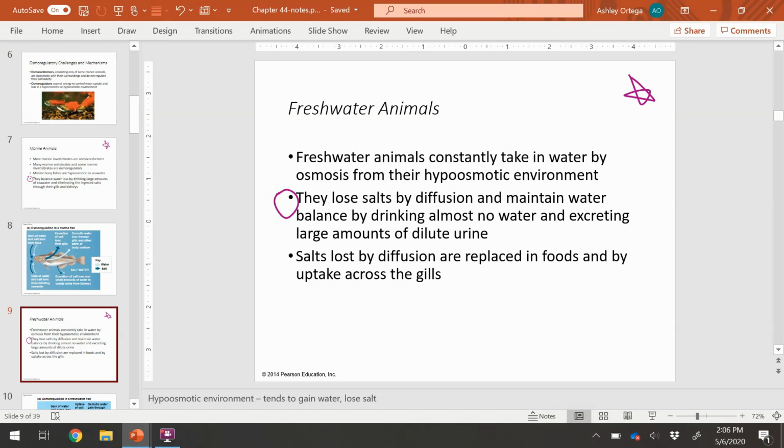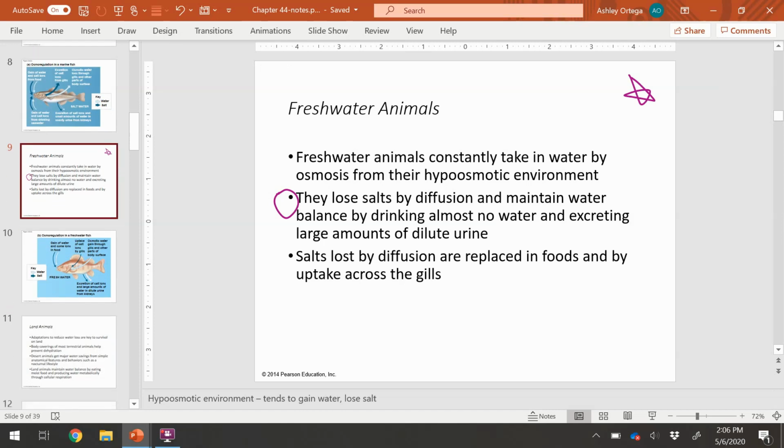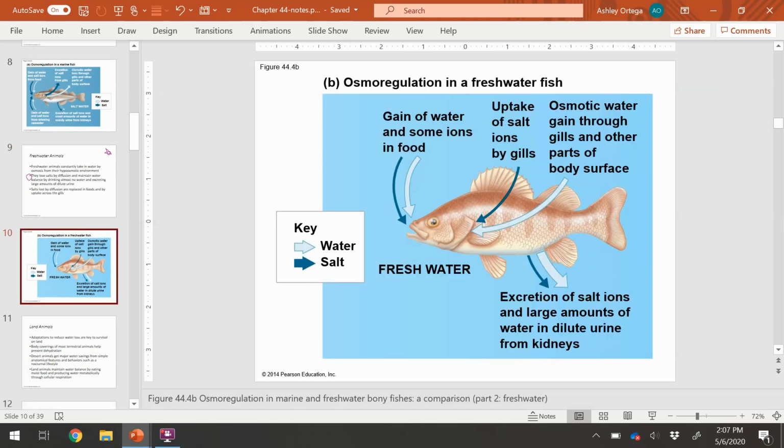So it's very, very important. And so any salt lost by diffusion, they're going to be replaced in the food and by uptake from the gills. There's a constant intake of salt, and the freshwater fish is trying to get rid of that along with the water. So you can see that in this picture here, that they will gain water and some ions in food. They will take in salt by the gills and water through gills and body surfaces, but they're excreting large amounts of water and salt in their urine.